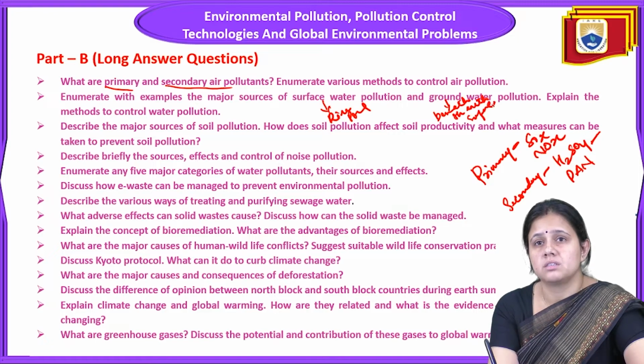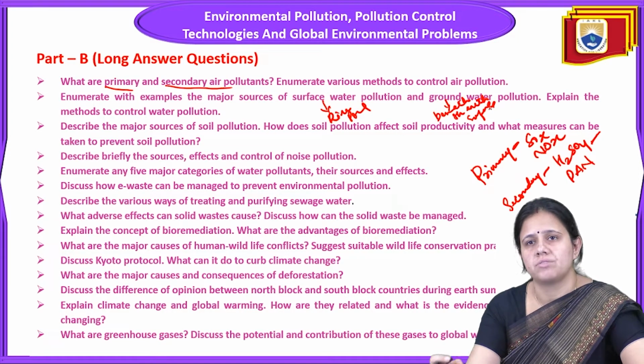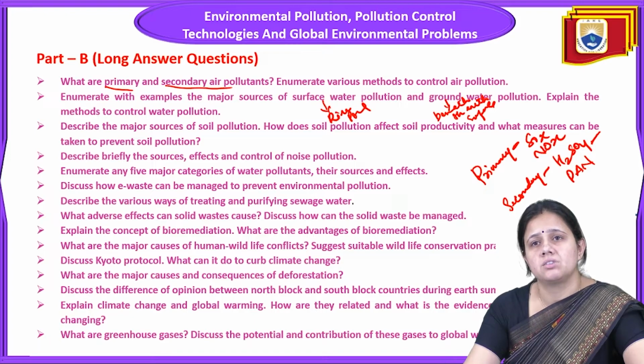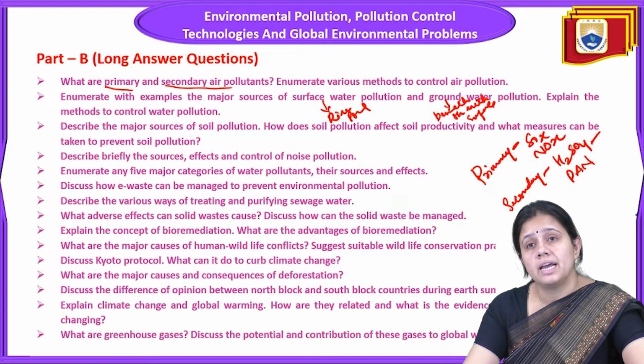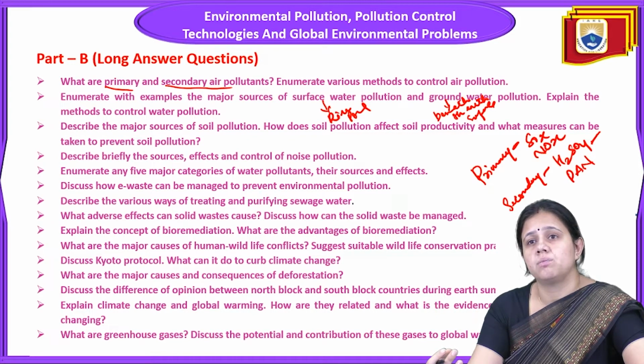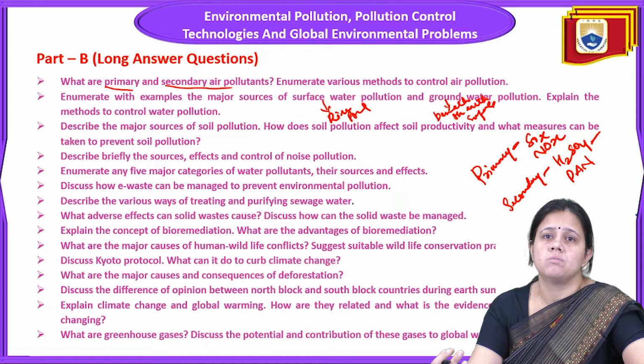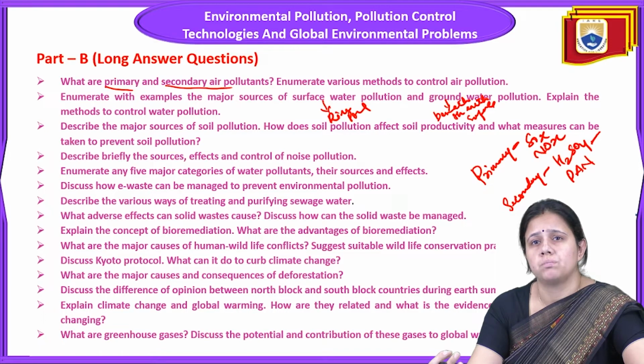So you have to discuss the different sources of surface water pollution, like industrial effluents and agriculture effluents that come from farmland. Like that, groundwater pollution is due to agriculture runoff and rainwater runoff, and we have to discuss the different methods to control water pollution.